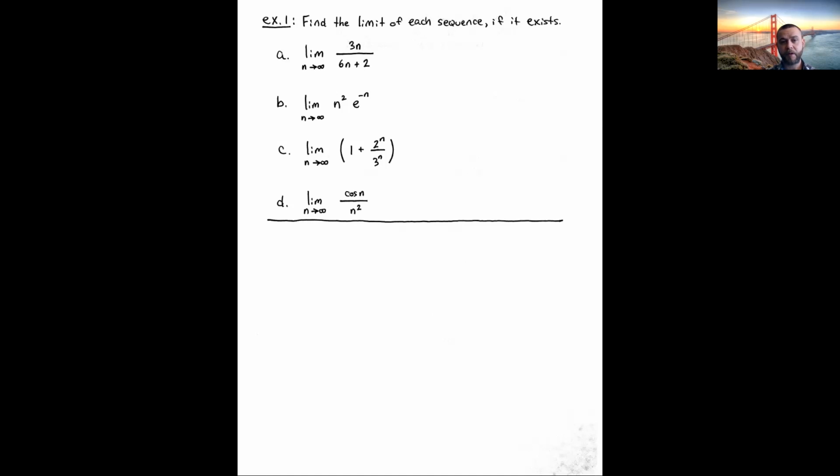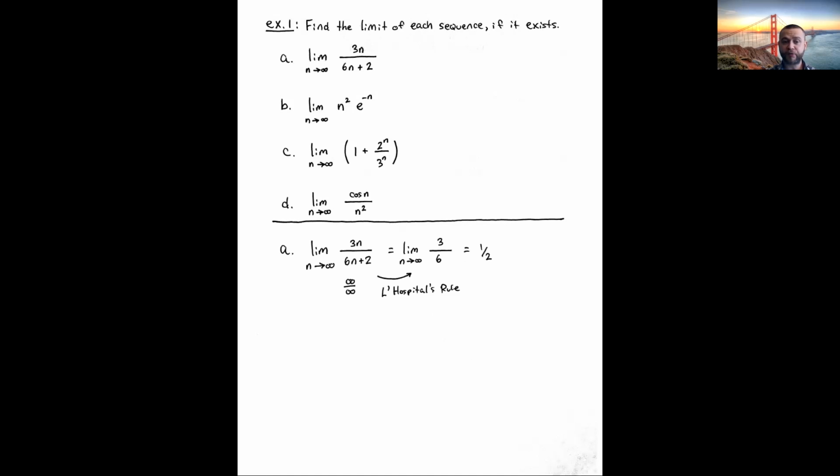All right, welcome back. Parts A and B go rather quick. We're going to apply L'Hopital's rule. Notice for part A, the numerator and denominator both approach infinity. They both get bigger as n approaches infinity. So we have an indeterminate form, which means we can apply L'Hopital's rule, and differentiating now with respect to n as the variable rather than x, we get as our derivative for the numerator 3 and the derivative of the denominator 6. And that limit just then simplifies to 1/2.